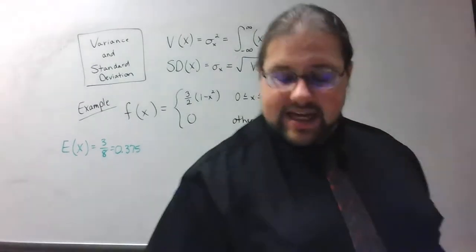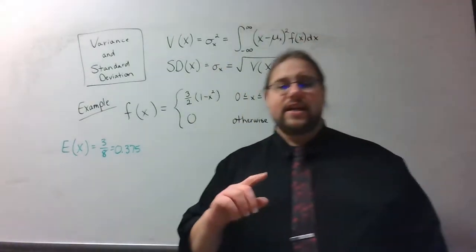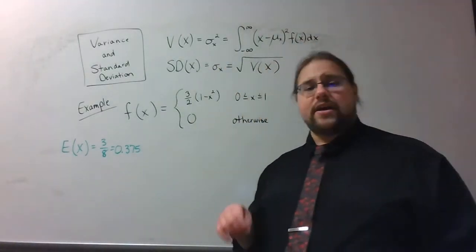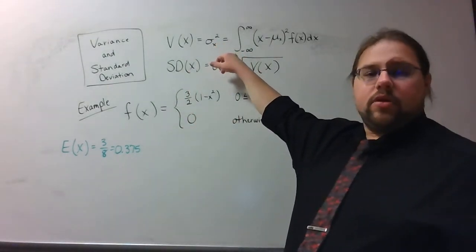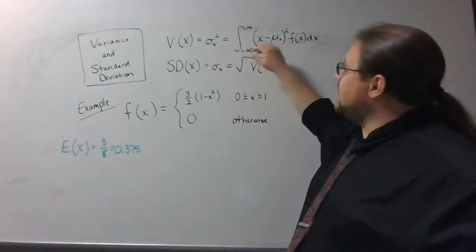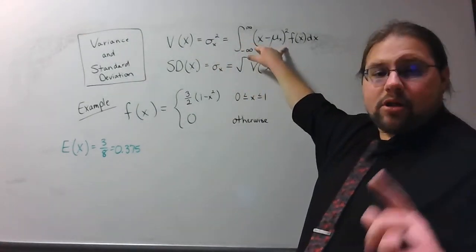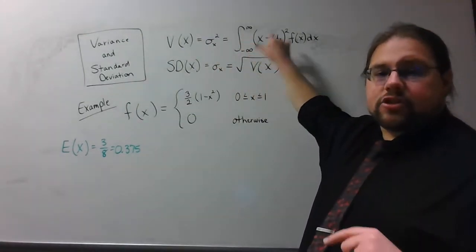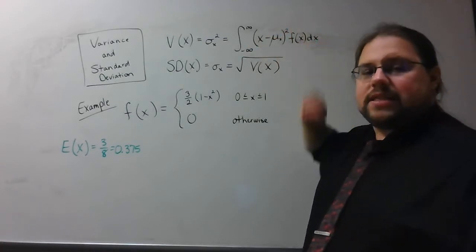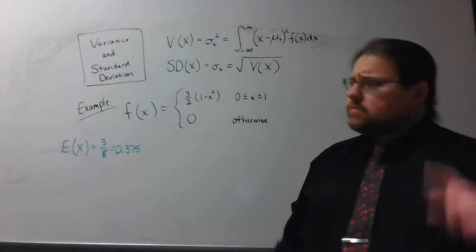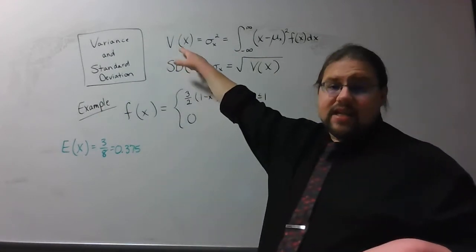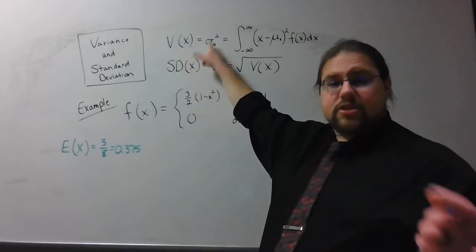So now that I've said that, I'm going to go ahead and talk about how to calculate variance. Variance is very similar to calculating average. It's going to be like calculating a definite integral, but here's the thing. In this case, instead of multiplying by x, I'm going to multiply by x minus the average squared and then stick that next to my function. So this is going to be a little bit more difficult than the last one. Notice I'm using v of x, and this is actually a lowercase sigma squared.